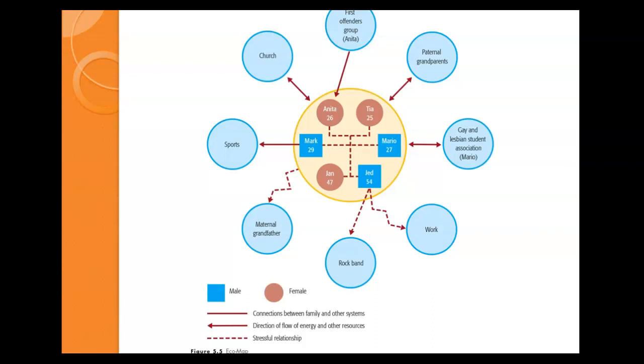Genograms and ecomaps are oftentimes constructed by social workers, and they work with the families together in constructing either an ecomap or a genogram. You can draw these by hand if you're skilled, but most social work students decide to use software in order to construct a genogram. The book provides you some websites on where to go in terms of how to construct a genogram.